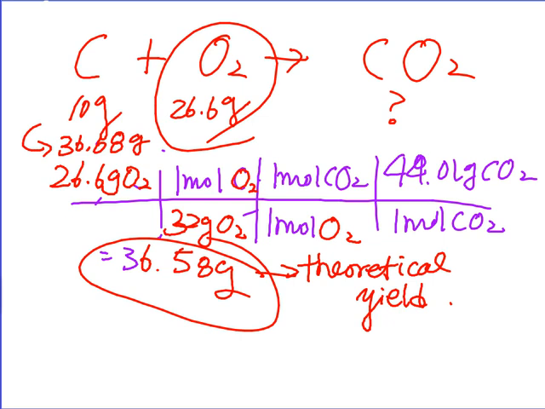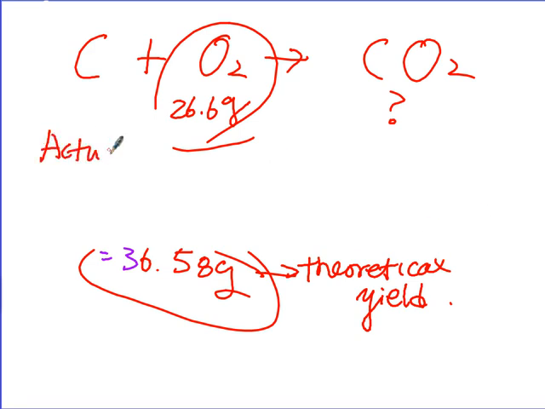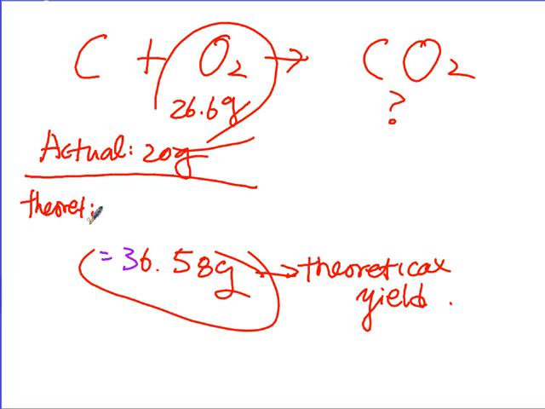Now, if I say I want you to tell me what the percent yield is if the actual was 20 grams, all you will do is put actual over theoretical, which is 36.58 grams, multiplied by 100. That tells you, hey, you were supposed to get 36.58 grams, but you only got 20. So what is your percent yield? It's going to be, like, 54.6. Okay, good. You're looking for percent yield, that's what you do.